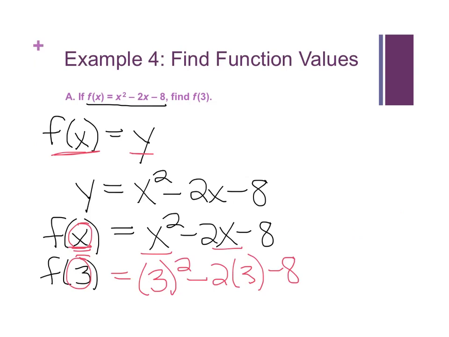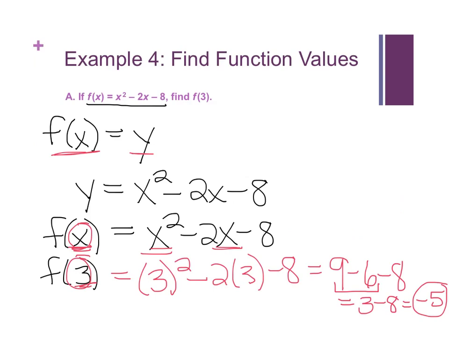So when I substitute 3 for all the x's in the equation, I end up with 3 squared minus 2 times 3 minus 8, which is 9 minus 6 minus 8, which is equal to, if I follow order of operations from left to right, 9 minus 6 is 3. 3 minus 8 then gives me a negative 5. So my answer here, f of 3 is equal to negative 5.